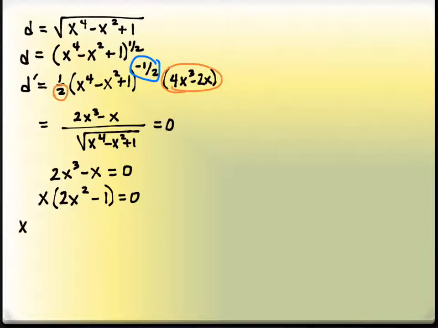Good. x is equal to 0. And? Either 2x squared is equal to 1 or 2x squared minus 1 is equal to 0. So x squared is 1/2, which means x is plus or minus square root 2 over 2. Right, the square root of 1/2 and then rationalize to square root 2 over 2. We are going to leave this in radical form.